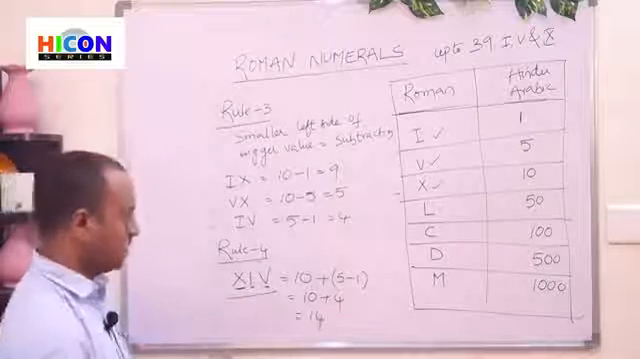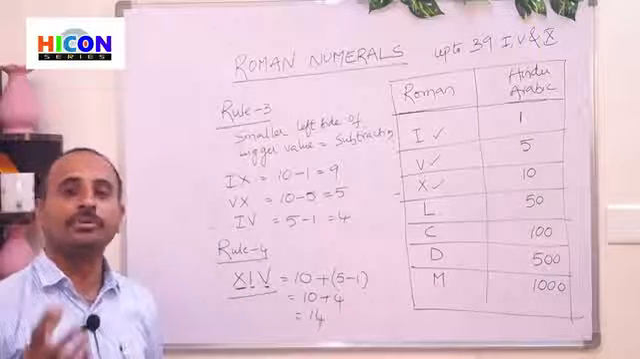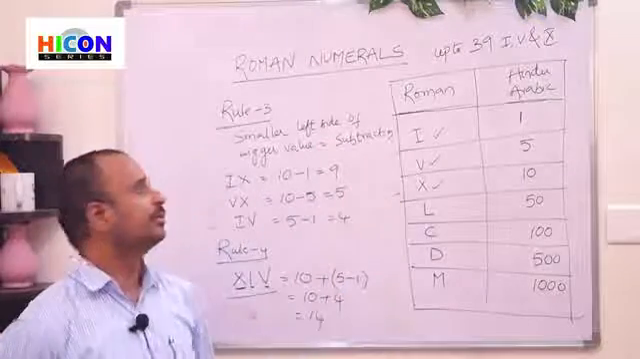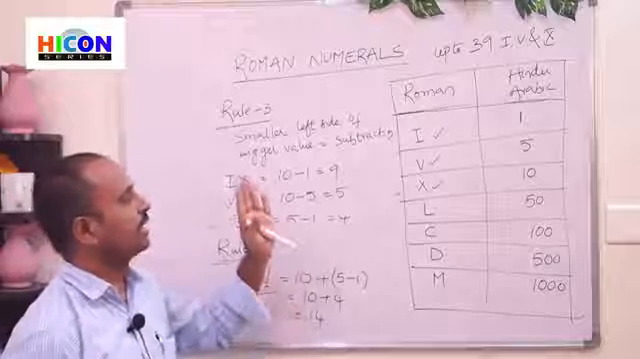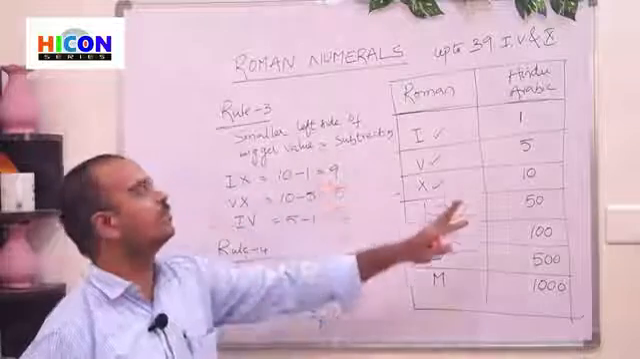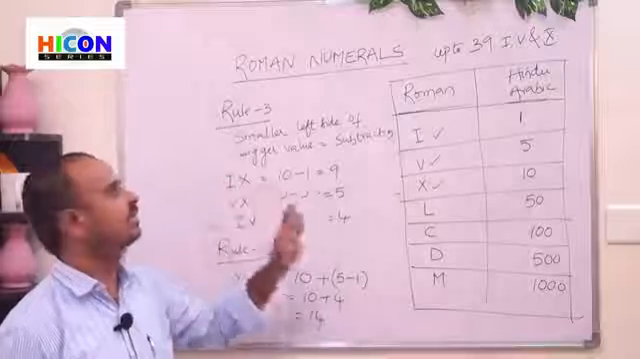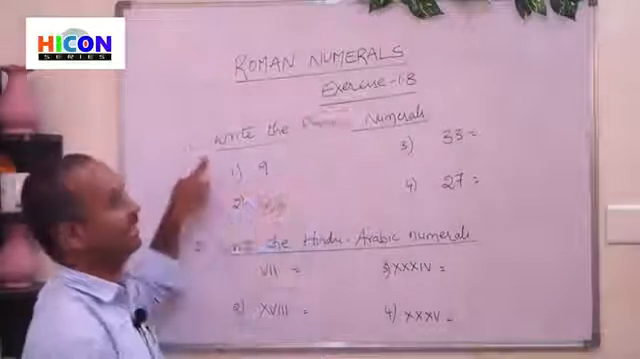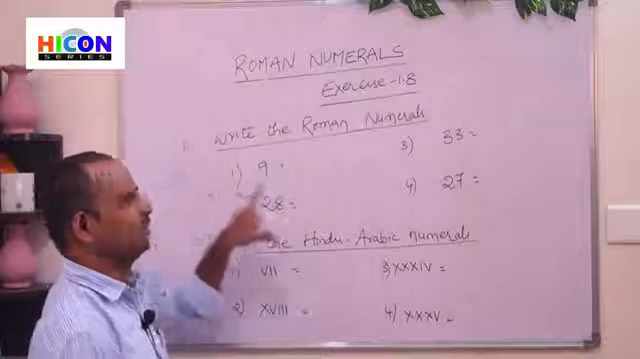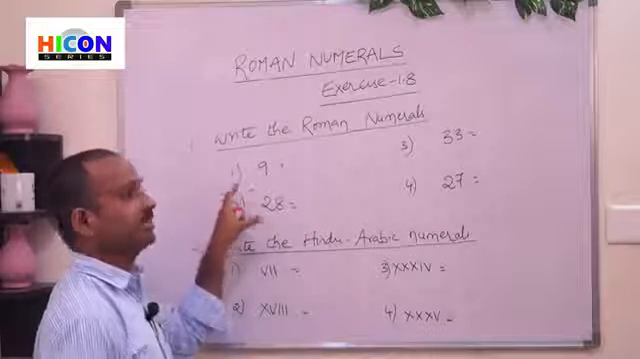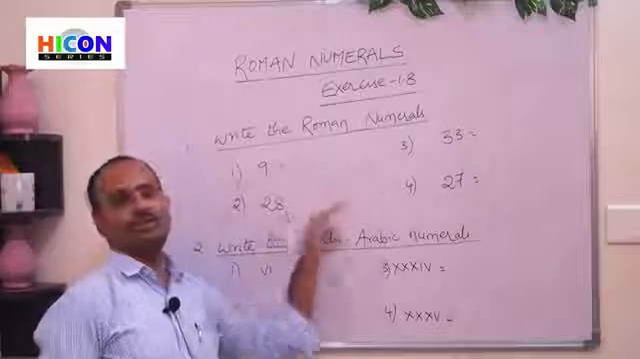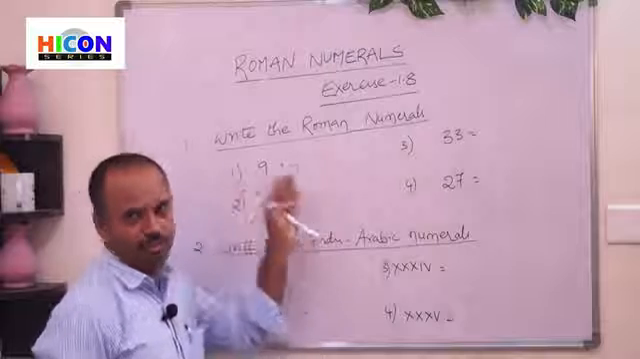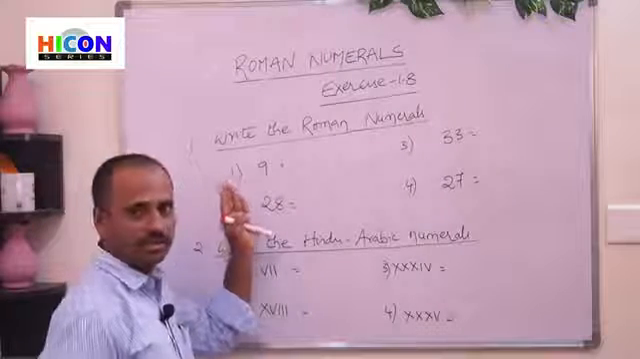So children, these are the 4 rules we have to keep in mind while converting these Roman numerals into Hindu-Arabic system. So let us practice some problems on conversion of Roman numerals into Hindu-Arabic numerals in exercise part. So let us go to exercise part. Children, exercise 1.8, the first section is write the Roman numerals. There are 4 problems given and we have to convert these Hindu-Arabic numbers into Roman numerals. Let us see how to convert these into Roman numerals.